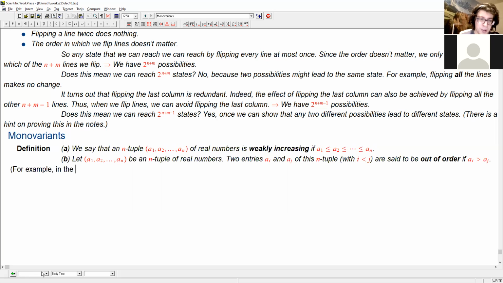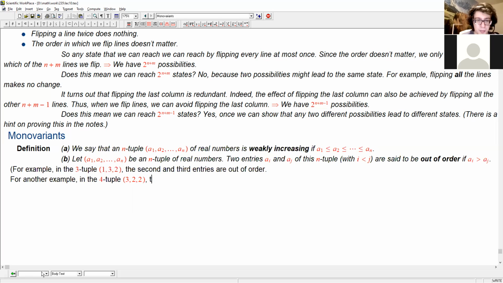So for example, in the 3-tuple 1, 3, 2, the second and third entries are out of order. And for another example, in the 3-tuple 3, 2, 2, the first and the third entries are out of order, and so are the first and the second entries.